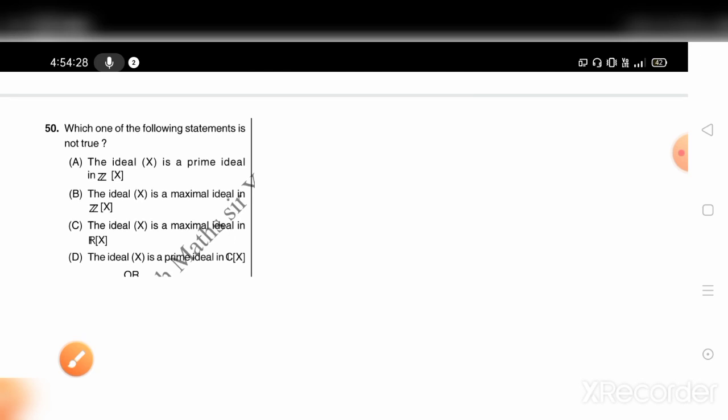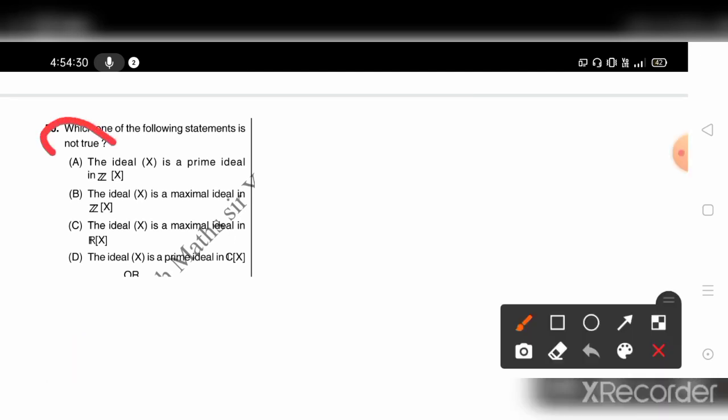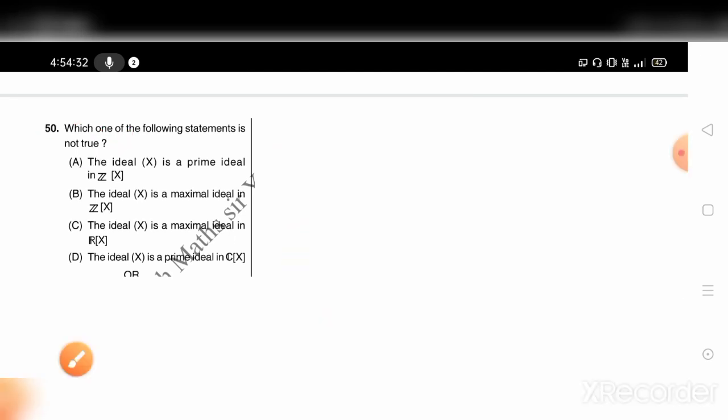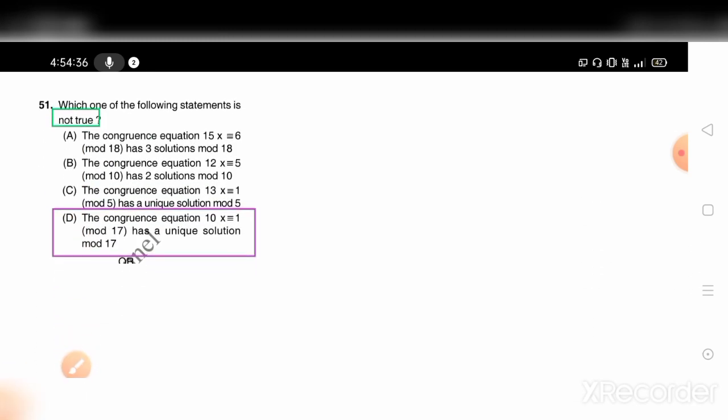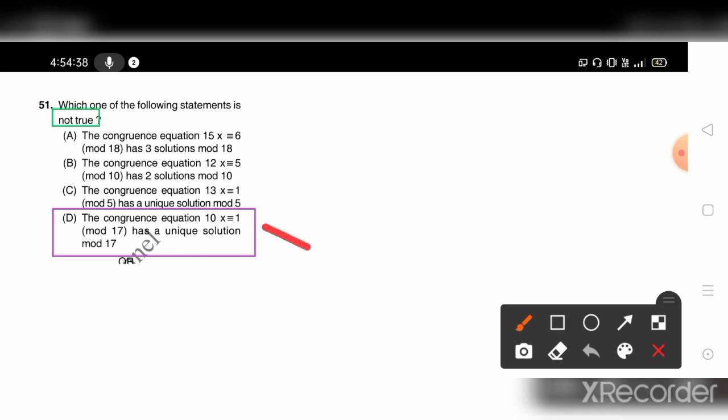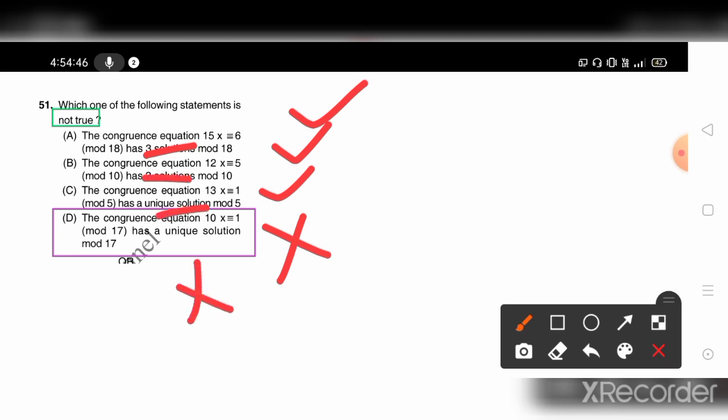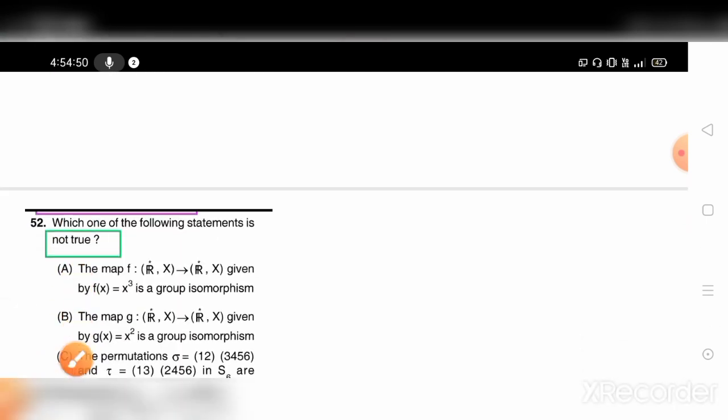Next question. Which one of the following statements is not true? Here this option is wrong. Which of the following statements is not true? Here this is not true. This is true. This is true. Here 3 solutions, 2 solutions, unique solution. This is not true. Which of the following statements is not true? You can check.